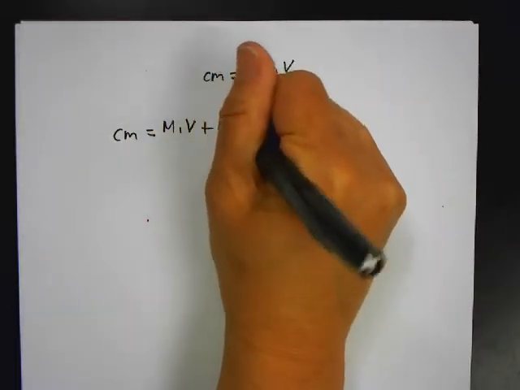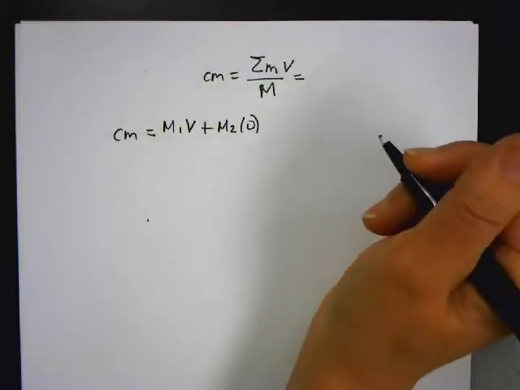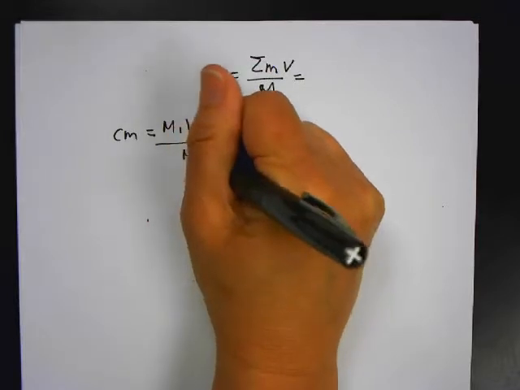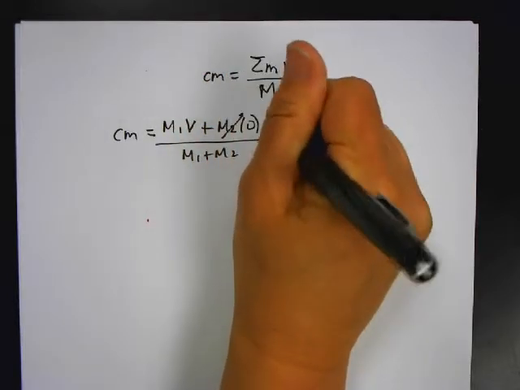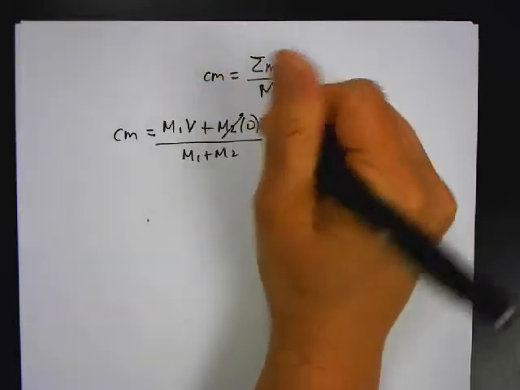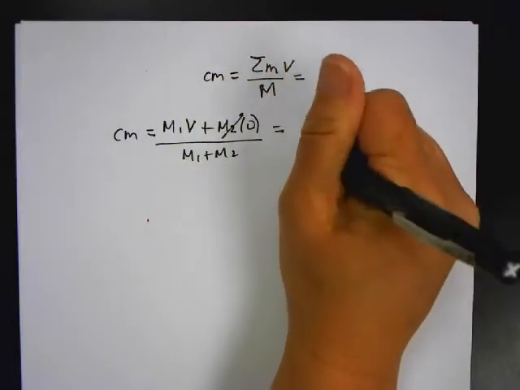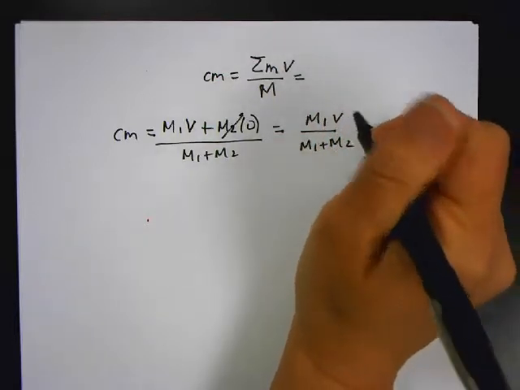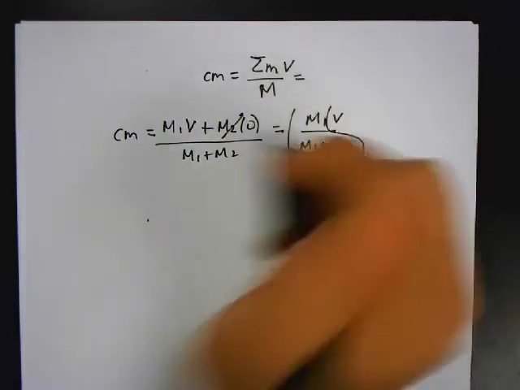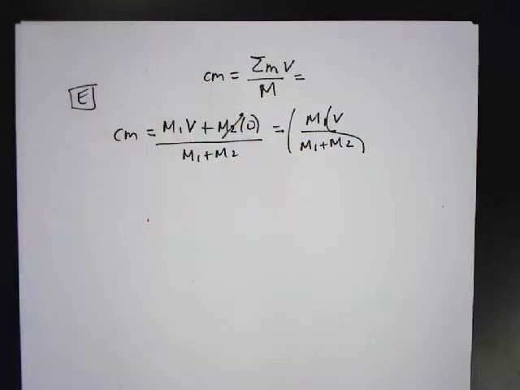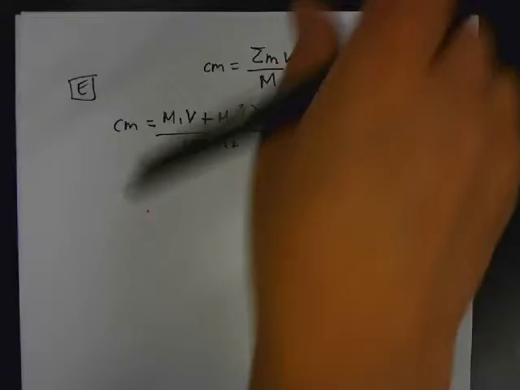So m2, it's stationary, so it's 0. And the total mass is going to be m1 plus m2. So this goes to 0. So it's going to be m1 times v over m1 plus m2. And if you look at the choices, you pull the v out. So the answer is E. All right, number 5.